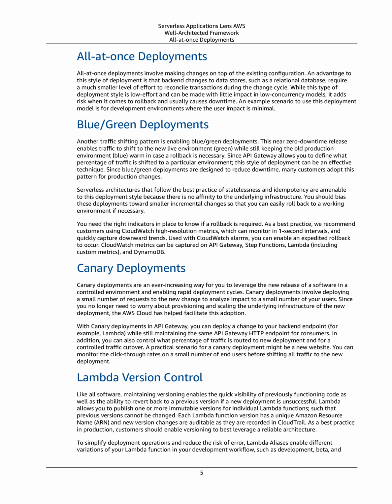To simplify deployment operations and reduce the risk of error, Lambda aliases enable different variations of your Lambda function in your development workflow, such as development, beta, and production. An example of this is when an API Gateway integration with Lambda points to the ARN of a production alias. The production alias will point to a Lambda version. The value of this technique is that it enables a safe deployment when promoting a new version to the live environment because the Lambda alias within the caller configuration remains static, thus fewer changes to make.